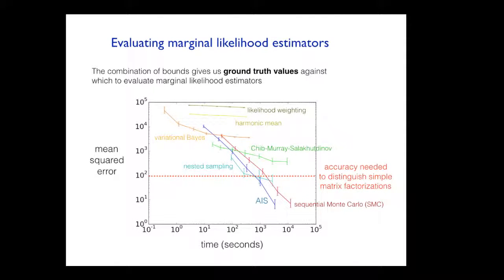We can also ask how much accuracy do we need? And so in particular, if you want to distinguish different matrix factorization models, like does the data come from a clustering model or a low rank approximation, this is about the level of accuracy that we need. And we find that there are really only a handful of algorithms that give us that level of accuracy. And unfortunately, we need to run them for a long time. But I think now that we're able to quantify the performance, we can start to do science and start to improve our marginal likelihood estimators.